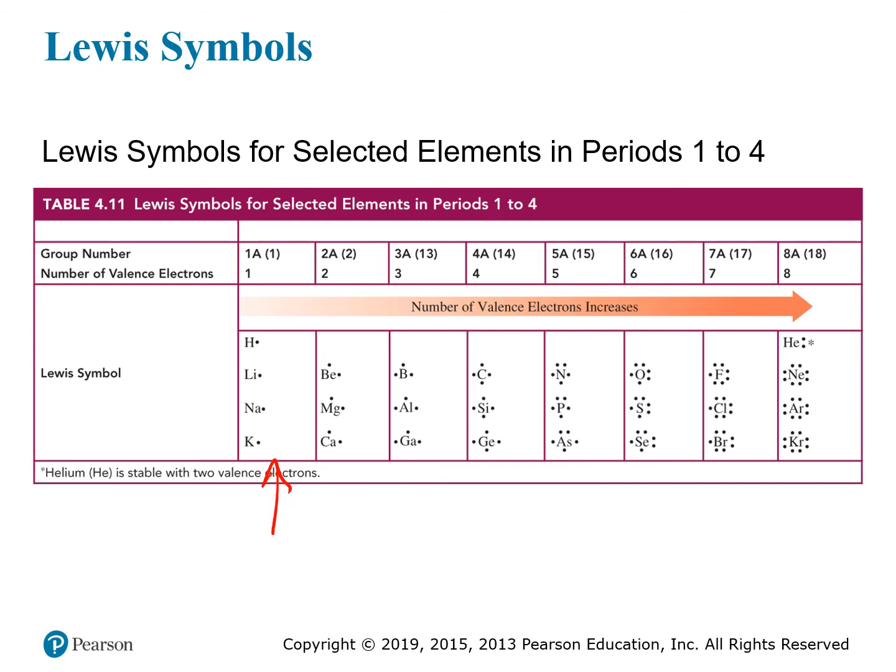Hydrogen, lithium, sodium, and potassium all have a single valence electron, so they're all written with 1 dot. Beryllium, magnesium, and calcium all have 2 valence electrons, so they're all written with 2 dots. Boron, aluminum, gallium all have 3 dots. Carbon, silicon, and germanium all have 4. Nitrogen, phosphorus, and arsenic all have 5, and so on. Okay? All the noble gases have 8 dots around them in their Lewis diagram.